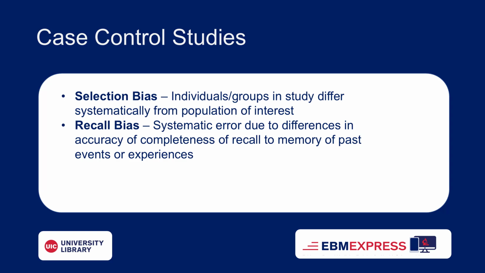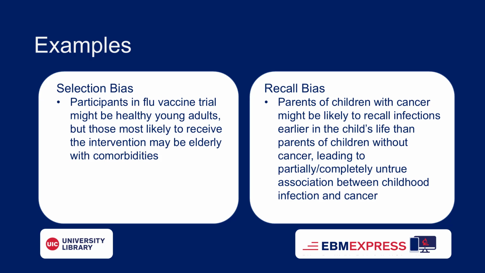Selection bias occurs when individuals or groups in the study differ systematically from the population of interest. And recall bias is a systematic error that occurs when participants do not accurately remember previous events or experiences, or they omit details. An example of selection bias is when participants in a flu vaccine trial are healthy young adults, but those most likely to receive the intervention may be elderly with comorbidities. In this case, the two groups differ systematically.